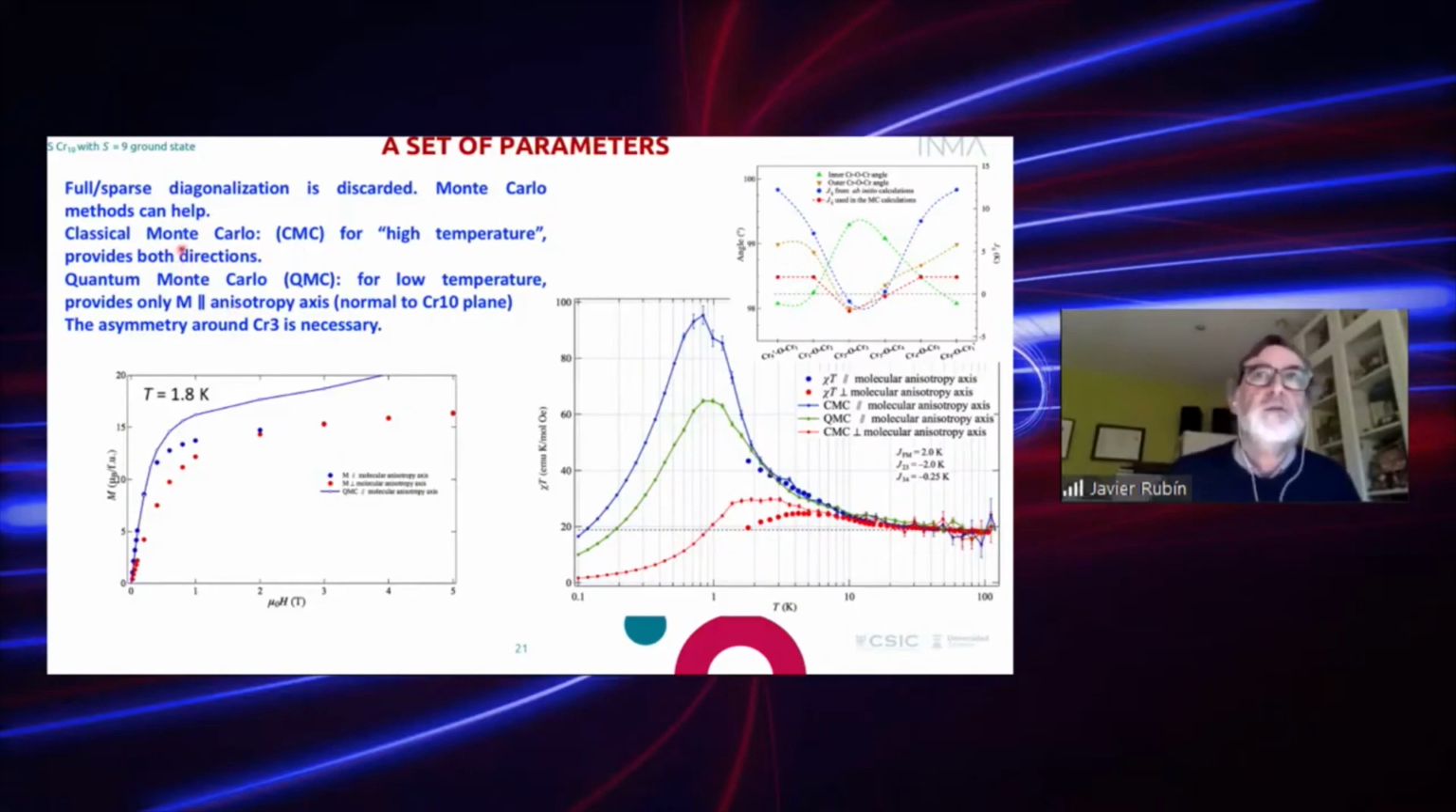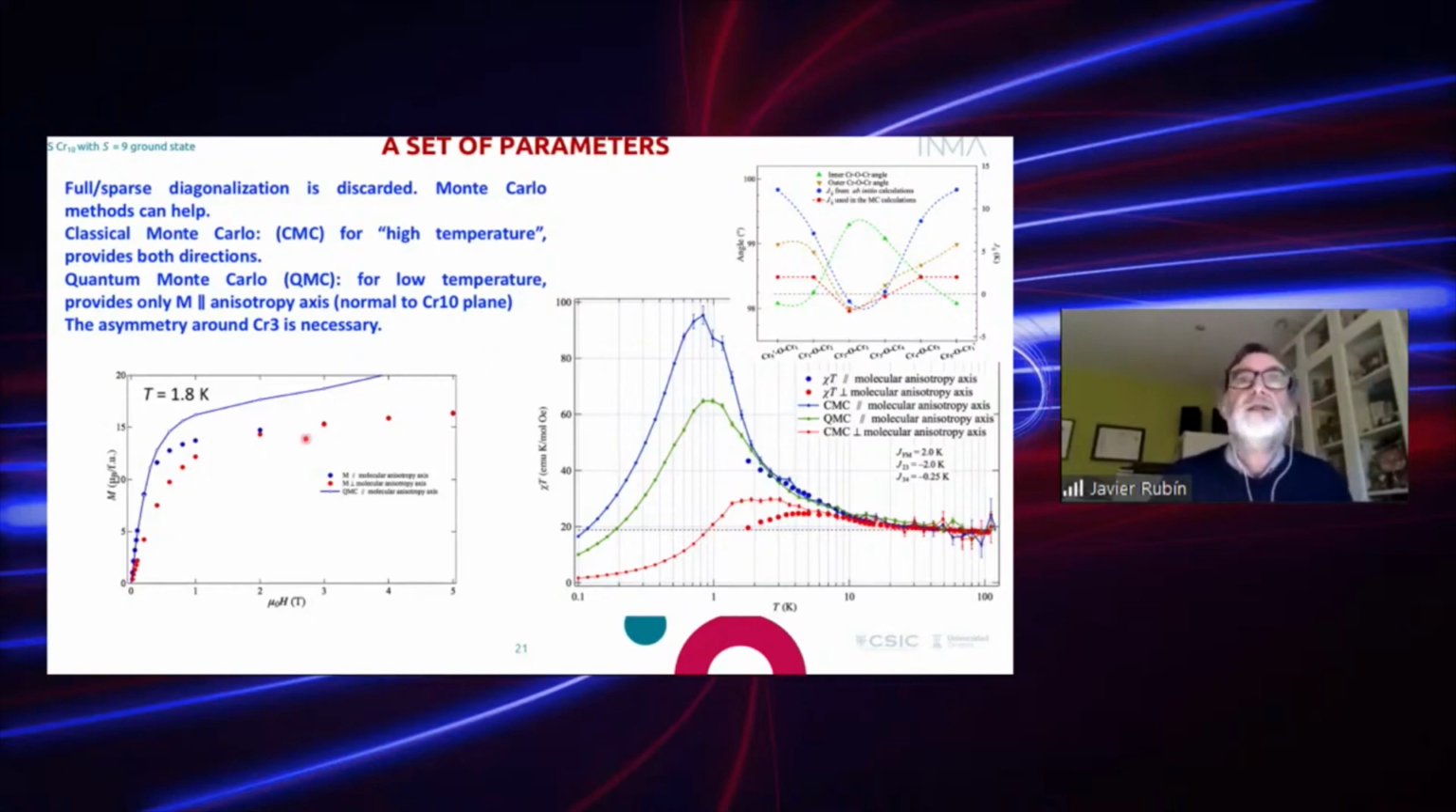We can use classical Monte Carlo simulations for high temperatures using the classical spin 3/2, or we can use quantum Monte Carlo calculations for low temperature. But in this case, we can only have the component perpendicular to the chromium ring plane, which means parallel to the anisotropy axis, because the other component has what is called, in quantum Monte Carlo simulation, the sign problem.